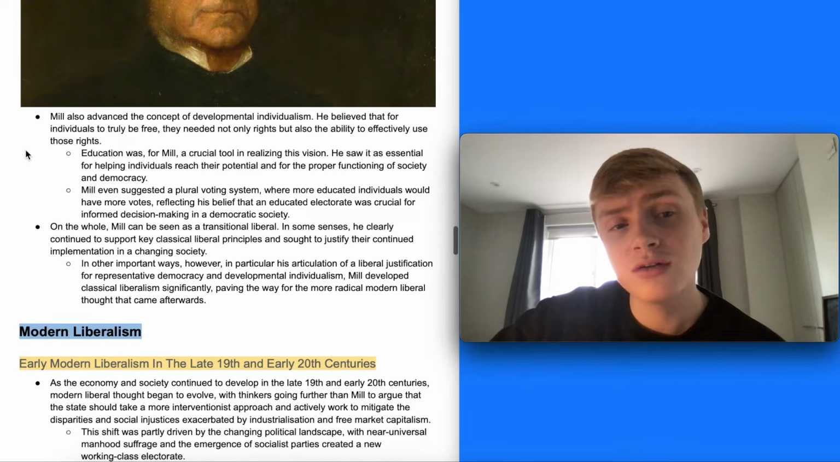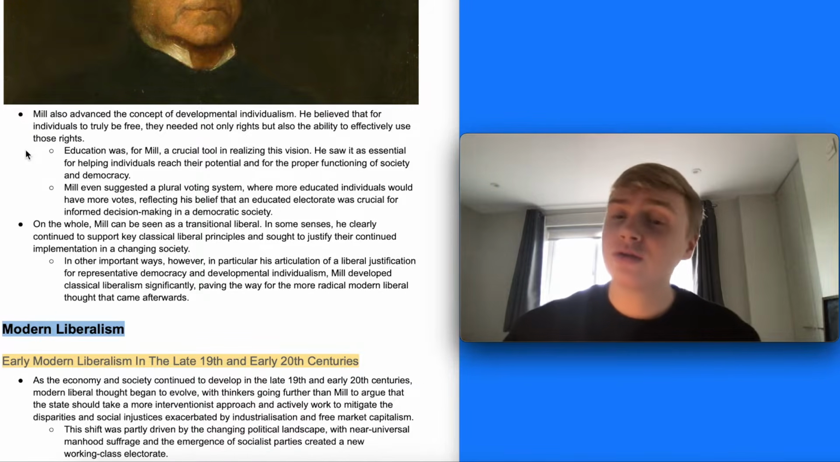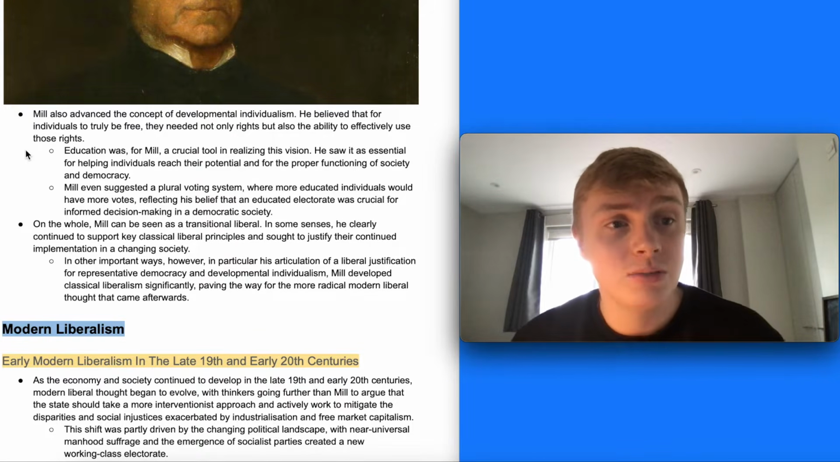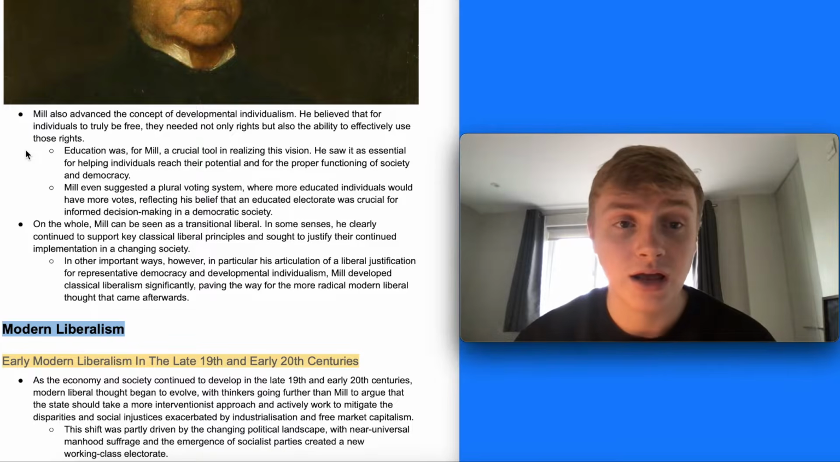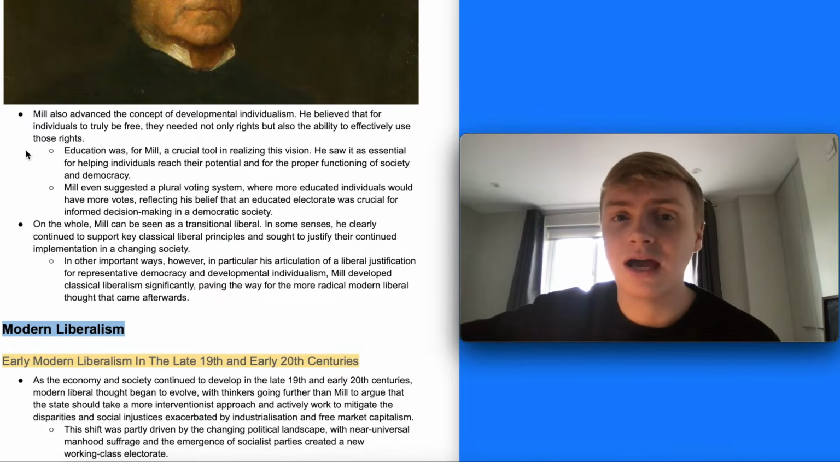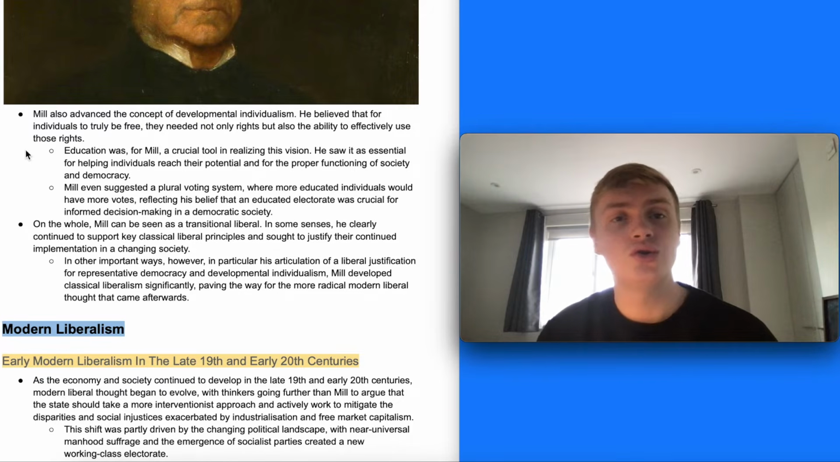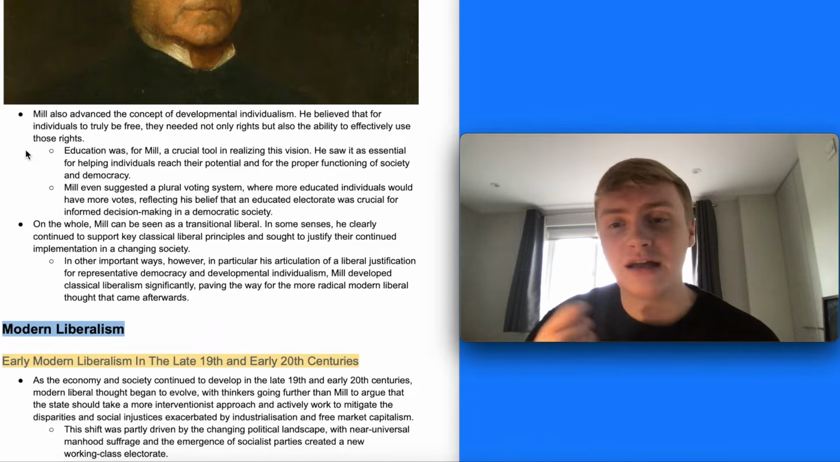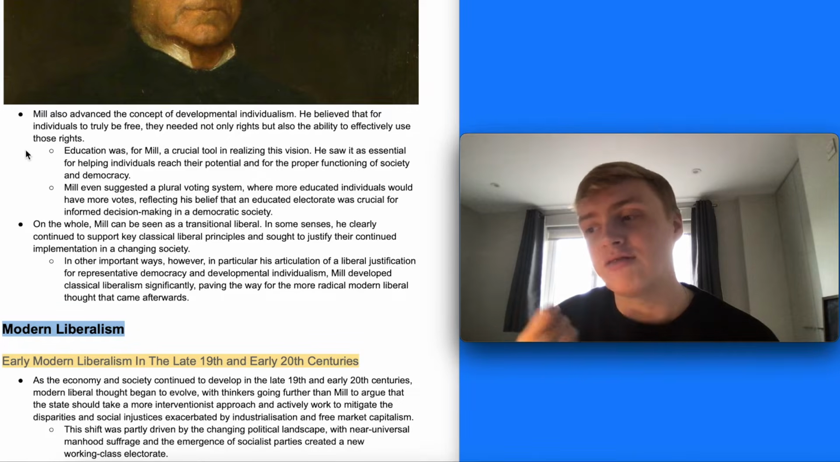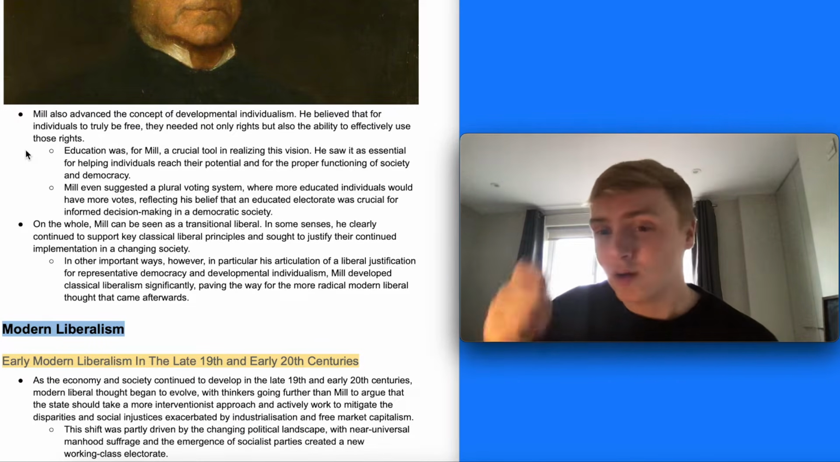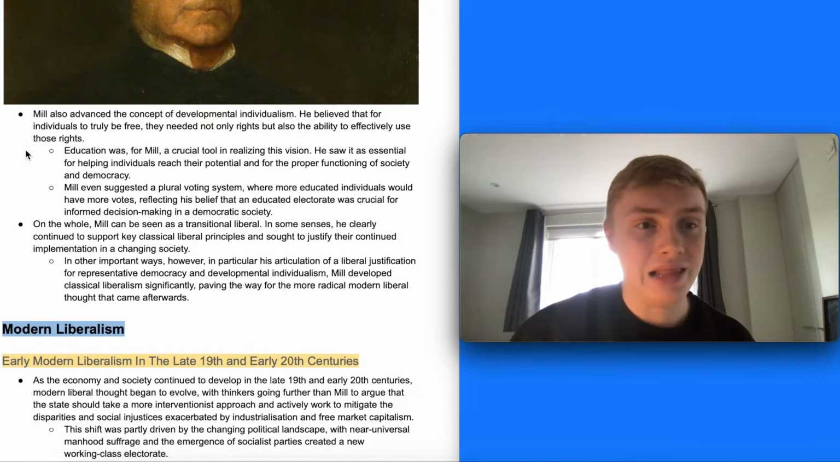Another key one of his ideas, in which you can see the development of classical liberal principles, is the idea of developmental individualism. So he believed that for individuals to be truly free, they needed not only rights and not only to be just left alone, but they needed the ability to exercise those rights and effectively use them, which sees a development from the egotistical individualism of classical liberalism. We're gonna look at all of these in a lot more detail later in the video.